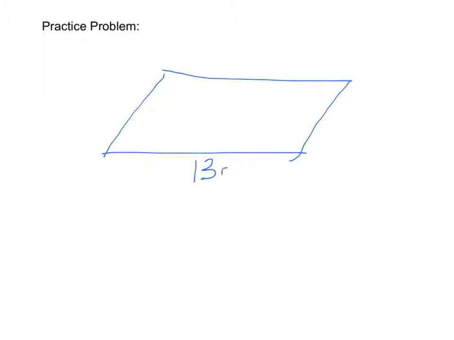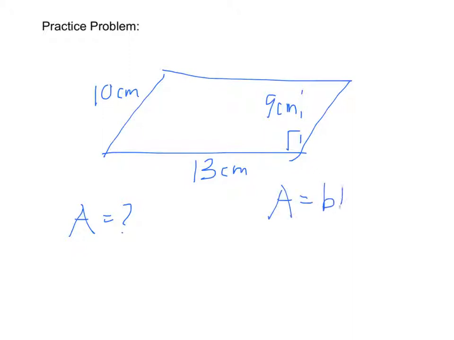So if we're given a figure like this and given some measurements, for example, if this is 13 centimeters, this is 10 centimeters, and then we have this line here, which is perpendicular, and that's 9 centimeters, and we're asked to find the area. So we know our formula is going to be A equals B times H, and then we need to decide what measure to use for the base and what measure to use for the height.